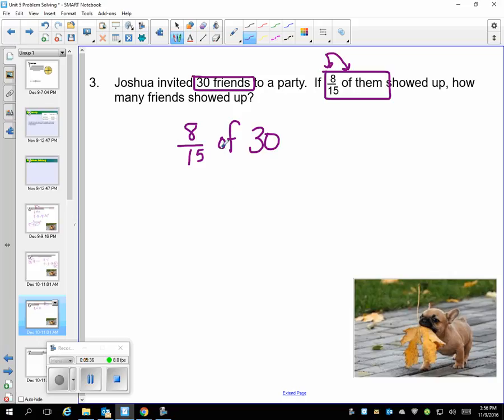Okay, so that means that I'm multiplying. So I'm multiplying 8/15 times 30. That means I'm dividing this 30 friends into 15 groups, and then I want to take 8 of those groups. So I multiply straight across. 8 times 30 is 240. 15 times 1 is 15. And then I've got to do a little division problem out here to figure out what 240 divided by 15 is.